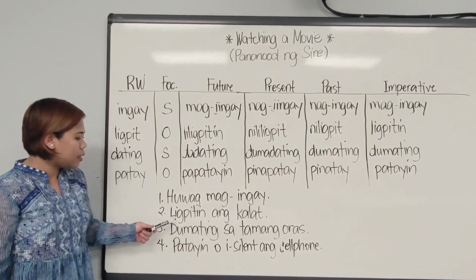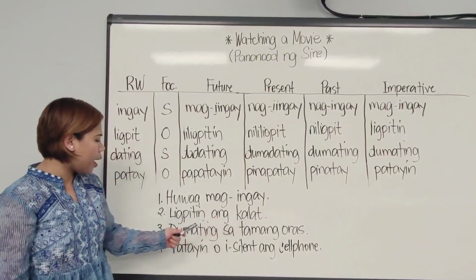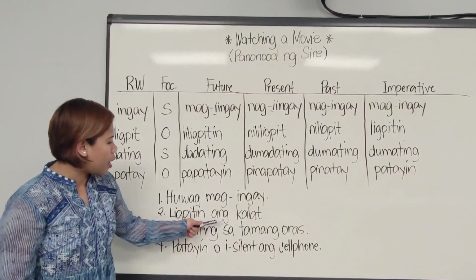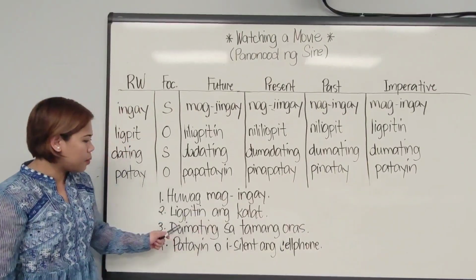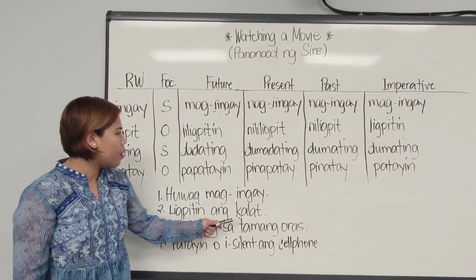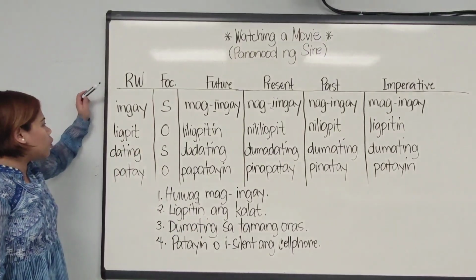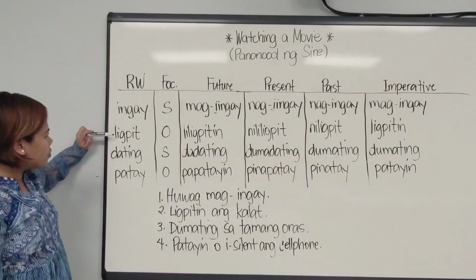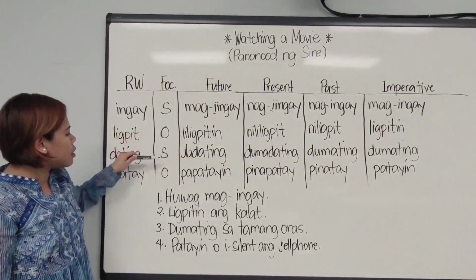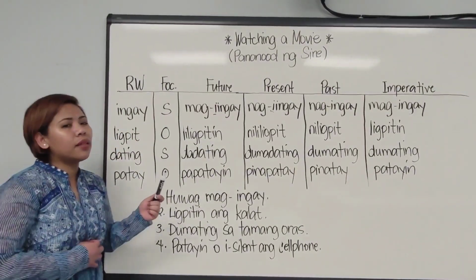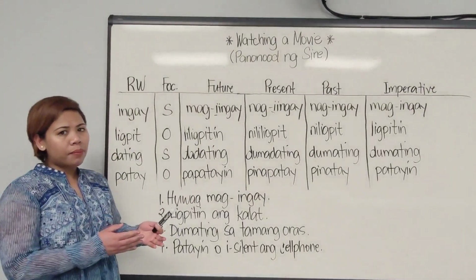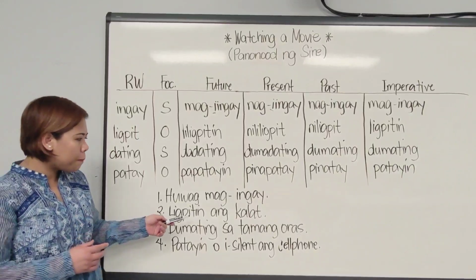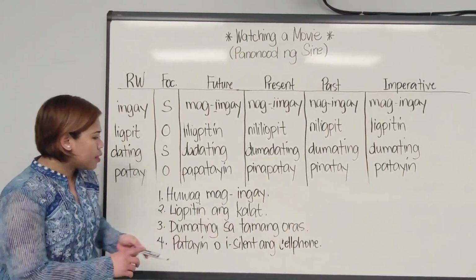Now, number 2, ligpitin ang kalat. Ligpitin again is to clean up, and kalat means mess. So ligpitin ang kalat, clean up your mess. Now, root word is ligpit. Actually, it's a verb, ligpit, to clean. The focus of the sentence is the object. Though you are telling someone to clean up the mess, the focus of this sentence is not the doer of the action, but the mess.